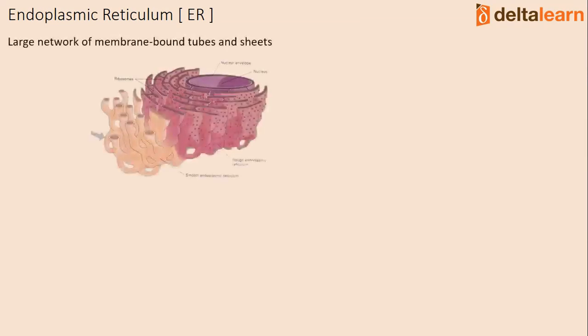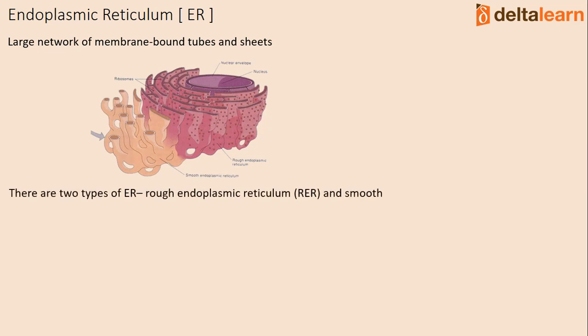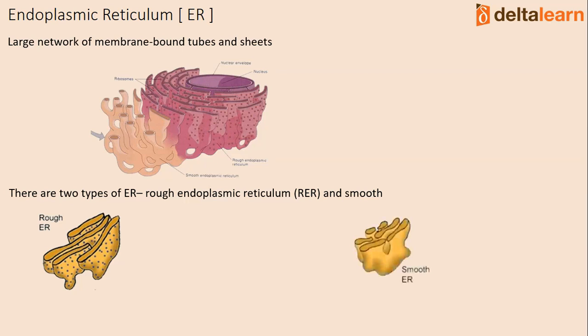The endoplasmic reticulum is a large network of membrane-bound tubes and sheets. It looks like long tubules or oblong bags or vesicles. The endoplasmic reticulum membrane is similar in structure to the plasma membrane. There are two types of endoplasmic reticulum: rough endoplasmic reticulum and smooth endoplasmic reticulum.